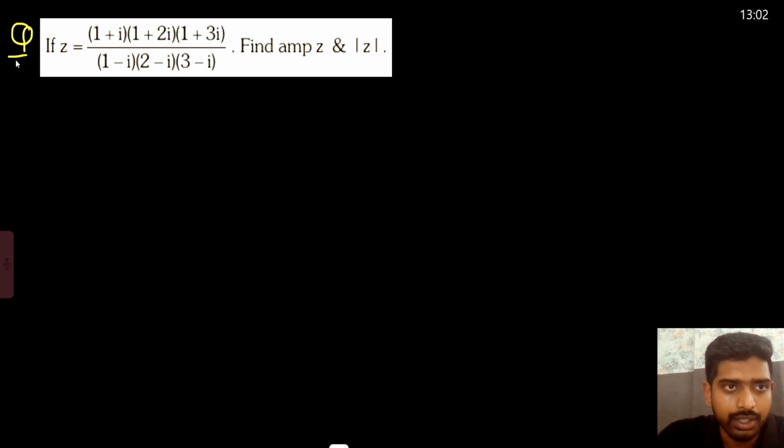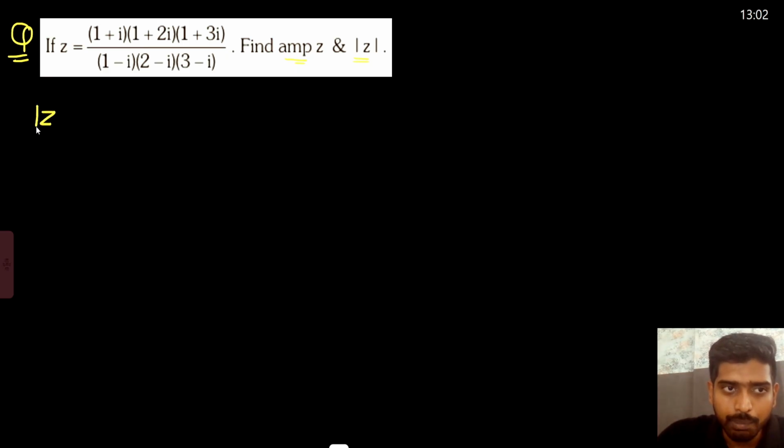First problem, they have given z is equal to (1 plus iota)(1 plus 2 iota)(1 plus 3 iota), and in the denominator, they give (1 minus iota)(2 minus iota)(3 minus iota). They asked to find the amplitude and they asked to find the modulus of the complex number z. So now first we'll find the modulus.